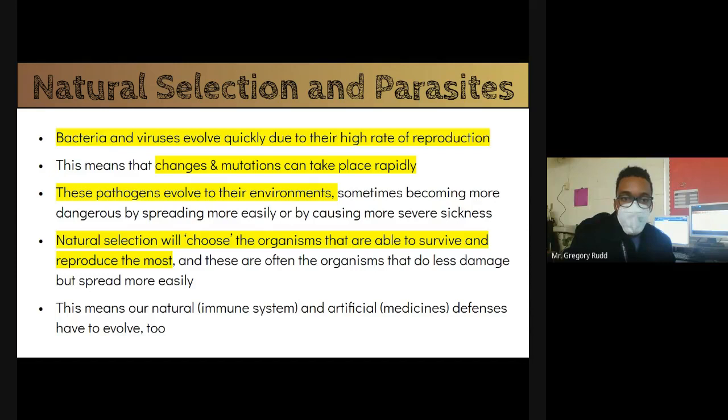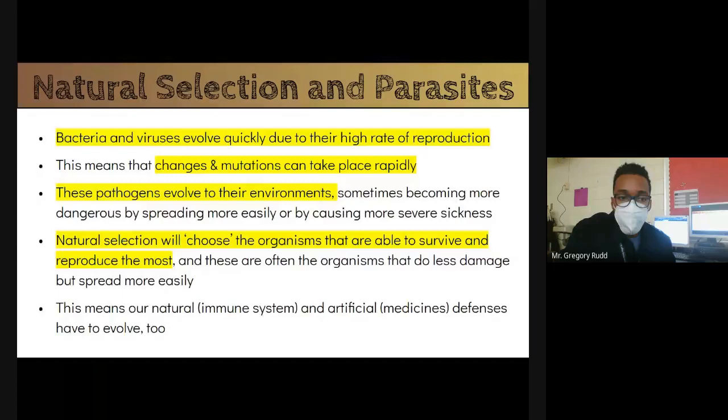Bacteria and viruses evolve very quickly because they reproduce very, very quickly. They undergo mitosis, which means that they just make copies of themselves. But as they make copies of themselves, mutations are bound to happen. Some mutations make the viruses and the bacteria more likely to spread. Some of them make them more dangerous, meaning they lead to more severe sicknesses. But as I mentioned earlier, it actually benefits the virus to be less dangerous and more easily spreadable. So natural selection typically chooses the organisms that are going to be able to spread more because that means they'll survive and they'll reproduce more.